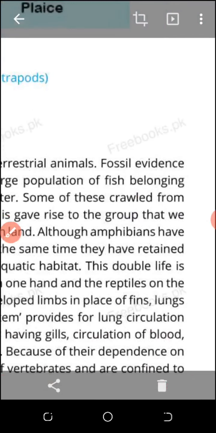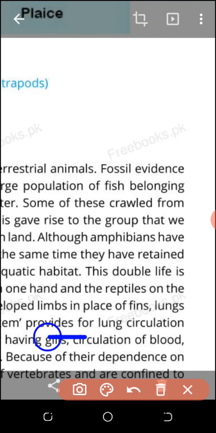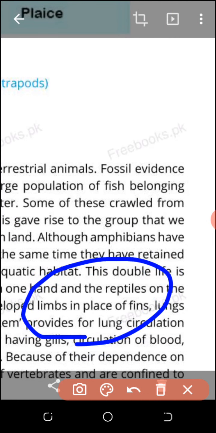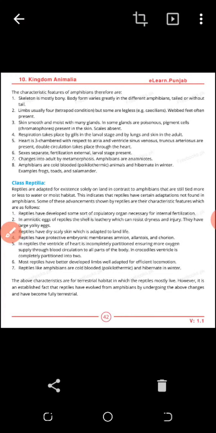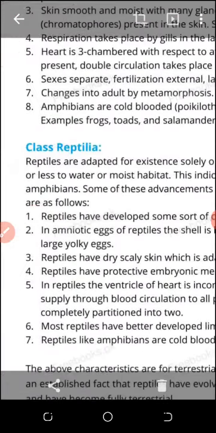Tetrapods means four limbs are there. And look here, the limbs are formed in place of the fins. Fins are not present. They are cold blooded. And in the frog, pigment is present in the skin to prevent dryness. That is a chromatophore.